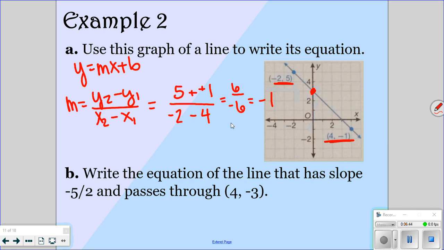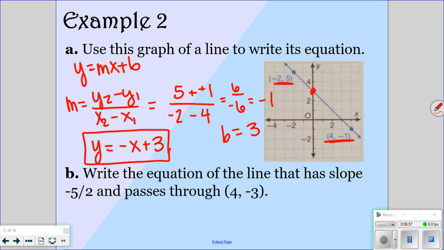Right here at 3. So my b is 3. So when I make my equation, y equals -1x, which is just -x, plus 3. So that would be your equation.